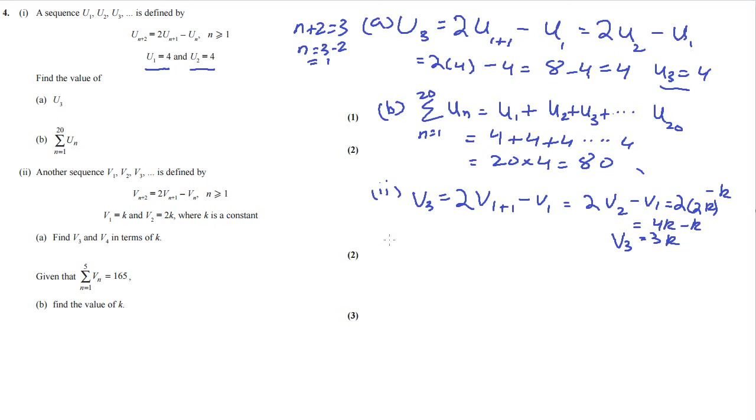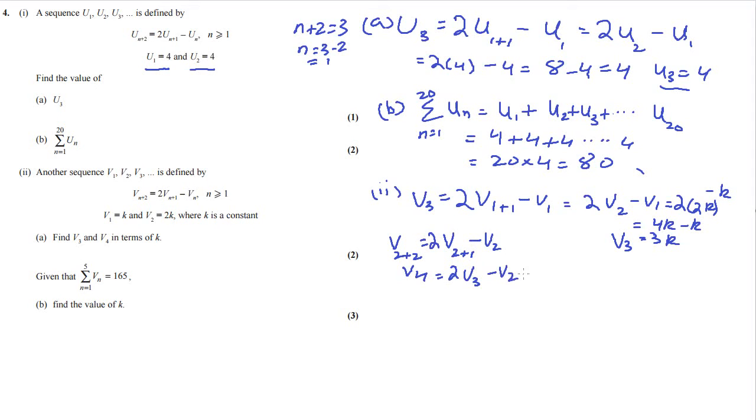Similarly, for v4, what should I put here for n? It should be 2, because 2 plus 2 is 4, right? So v2 plus 2 equals 2 times v2 plus 1 minus v2. So this is equal to v4 equals 2 times v3 minus v2.